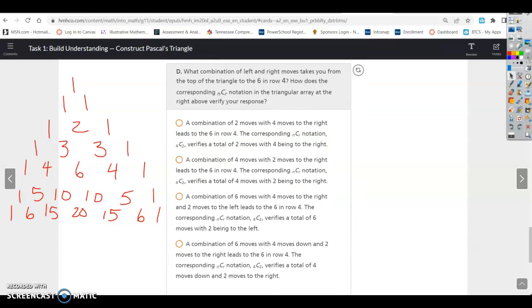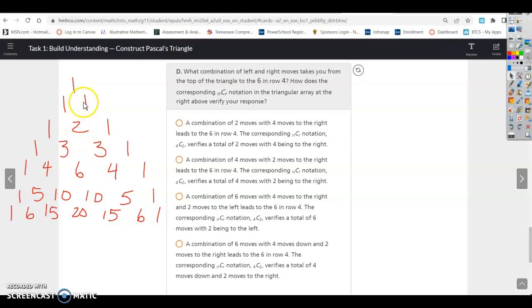What combination of left and right moves takes you from the top of the triangle to the 6 in row 4? All right, row 1, 2, 3, 4. So it says what combination of left and right movements take you from the top of the triangle to the 6 in row 4. How does corresponding NCR notation in the triangle array at the right above verify your position?